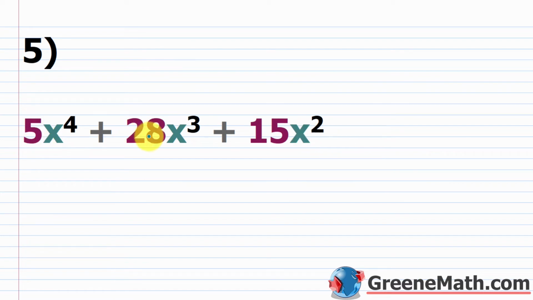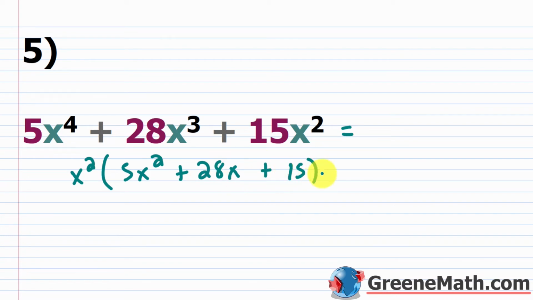5 is a prime number. 28 is 7 times 4 basically, or 7 times 2 times 2. So no number-wise. But variable-wise, everything has an x. The smallest exponent is a 2. So let me write x squared here. Inside I'll have 5x squared plus 28x. And then plus, this will be 15 here.